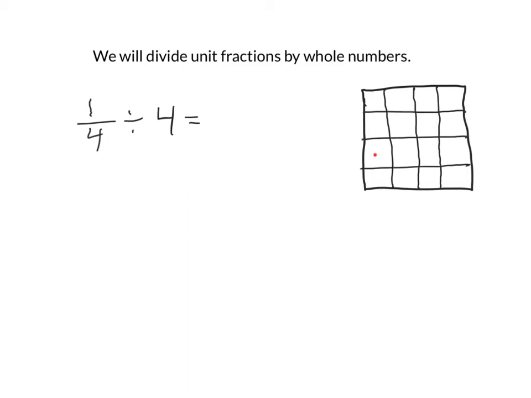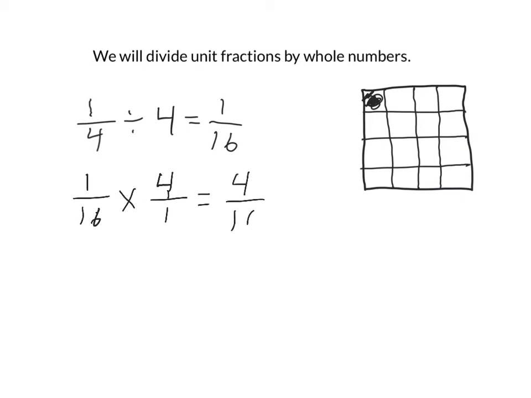So now after dividing up our fourth into 4 parts, if we take a look at one of those parts right here, that is 1/16 of the whole. So we could prove that we're correct by multiplying our quotient, 1/16, by our divisor, which is 4 wholes, of course, and that comes out to 4/16, which equals 1/4.